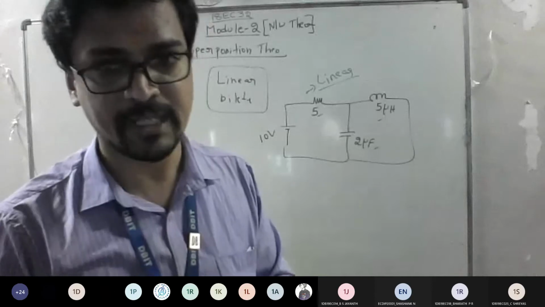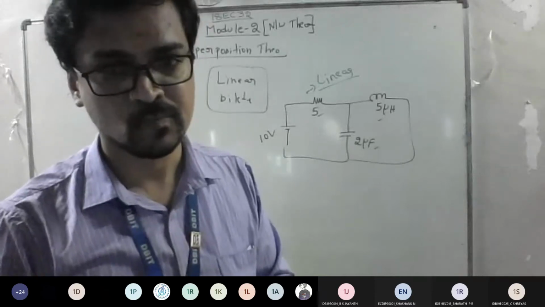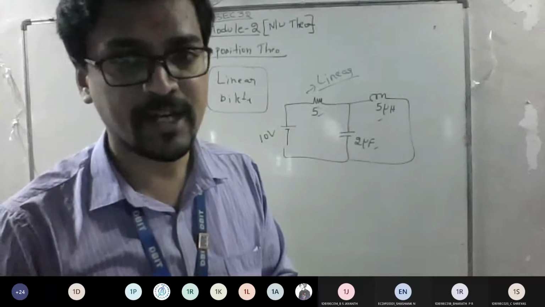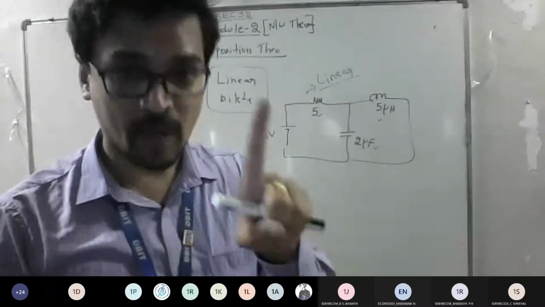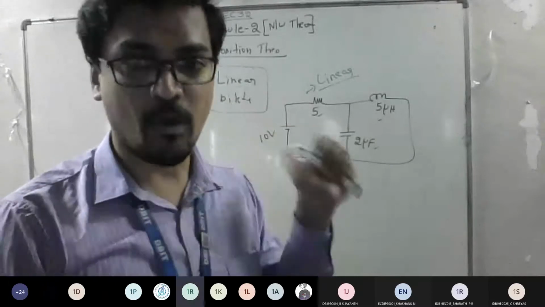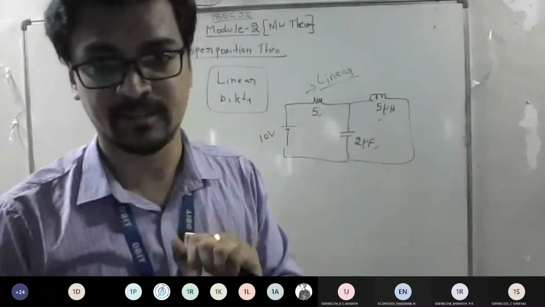Bilateral means what? What is the meaning of bi? Unilateral means what? Uni means what? Single. One. Bi means two. With respect to what it is talking, with respect to your direction.